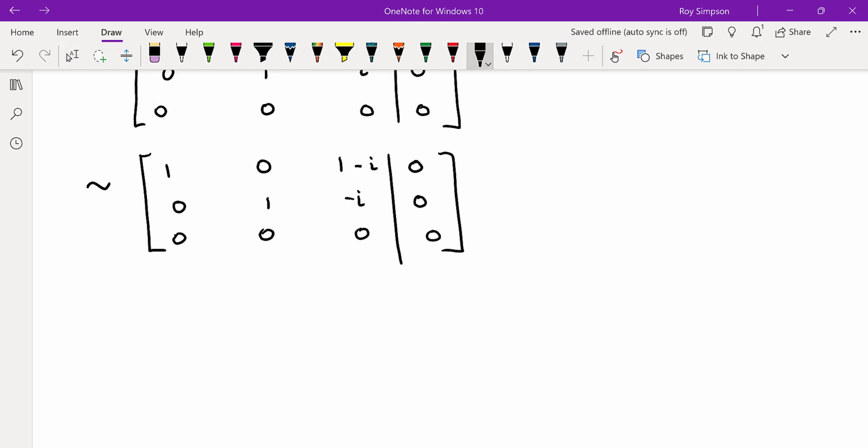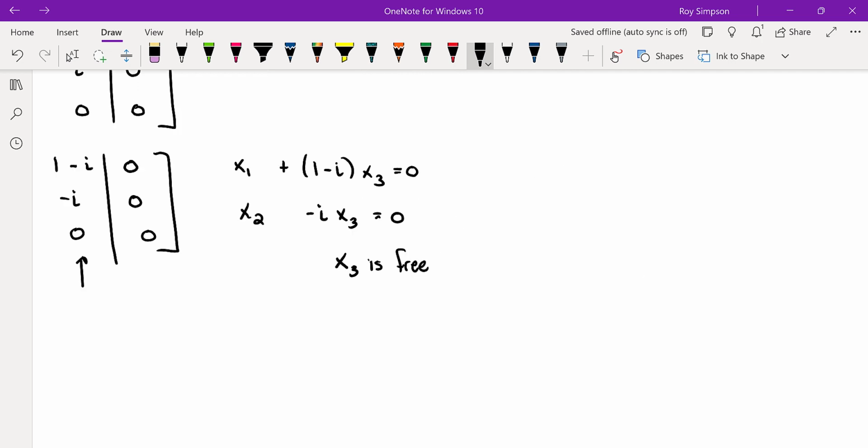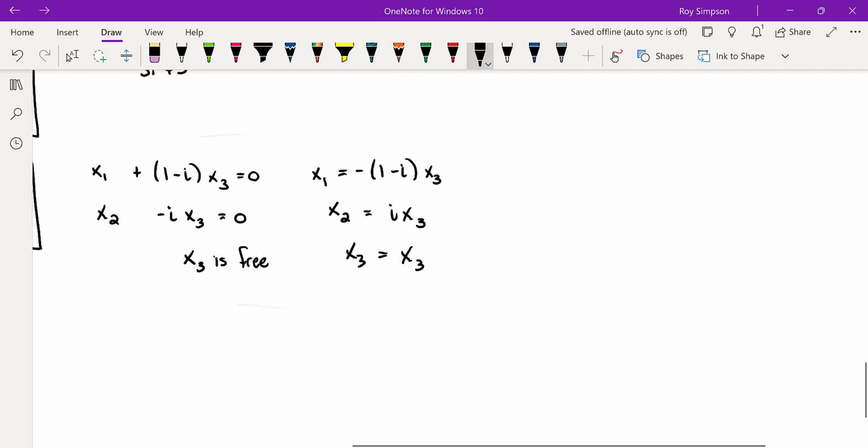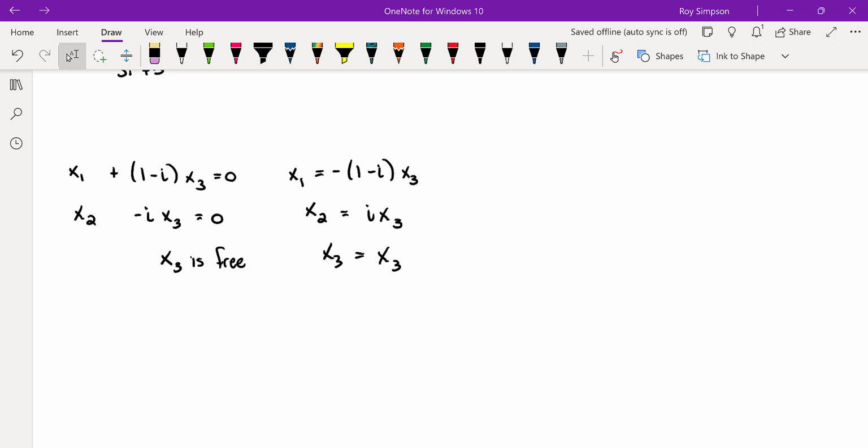But at least we get down to this: x sub 1 plus (1 minus i) times x sub 3 is equal to 0, and x sub 2 minus i x sub 3 is equal to 0. Notice the only variable without a leading entry in its column is x sub 3. So x sub 3 is free. Cleaning this up just a little bit, I'll go ahead and just choose x sub 3 to be 1, just because I can. And so we get an eigenvector for this to be the following.